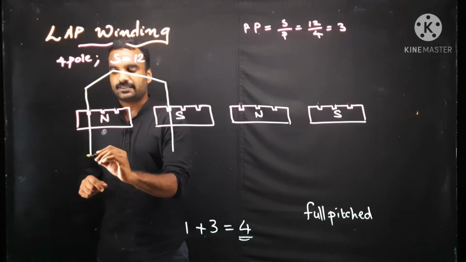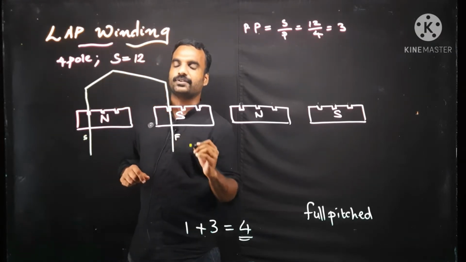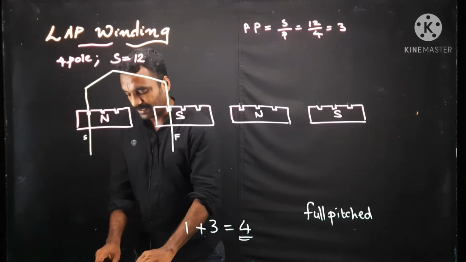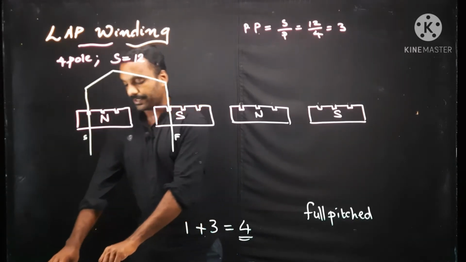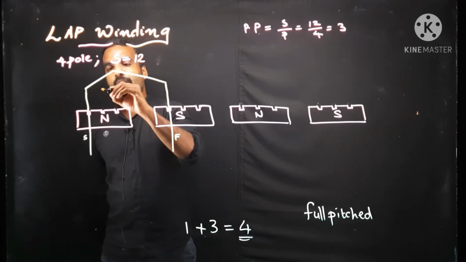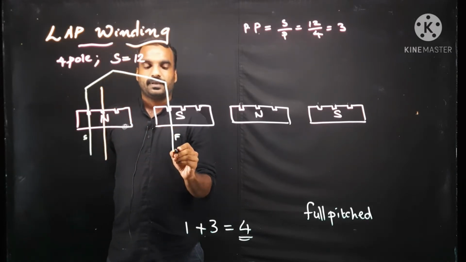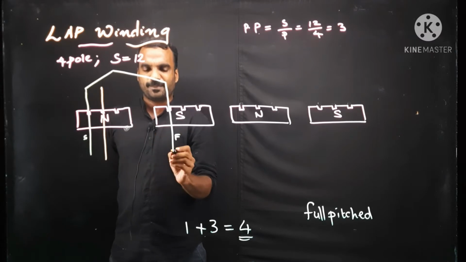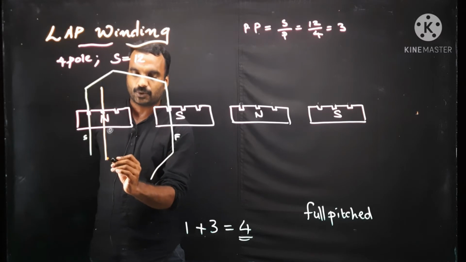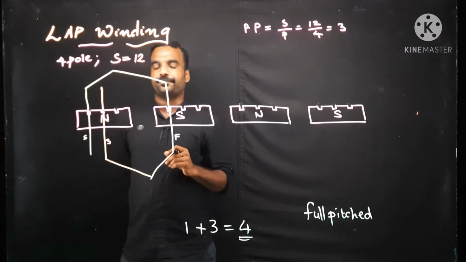So this is the beginning end or starting end of the first coil. This is the finishing end of the first coil. Now I am going to draw the second coil in some other color. So the second coil should be placed in the same north pole. And for making the circuit complete, the finishing end of the first coil should be connected to the beginning end of the second coil. This is also a beginning end or starting end.